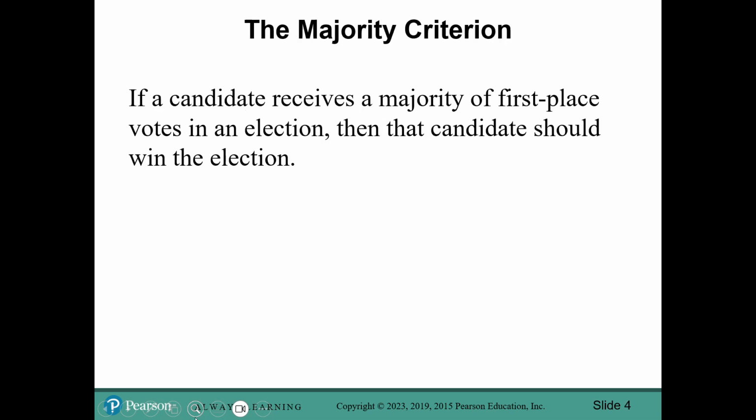Now let's take a look at the majority criterion. It states that if a candidate receives a majority of first place votes in an election, then that candidate should win the election.